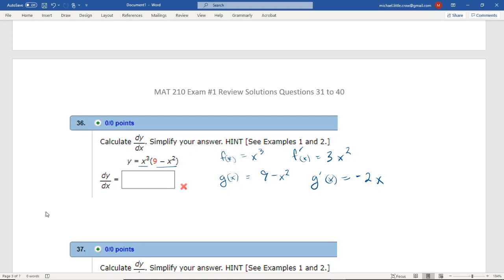Use the formula for the product rule that the derivative of f times g is equal to the derivative of f times g plus the original f times the derivative of g. Okay, the derivative of f is 3x squared times the original g, which is 9 minus x squared, plus the original f, which is x to the third, times the derivative of g, which is negative 2x.